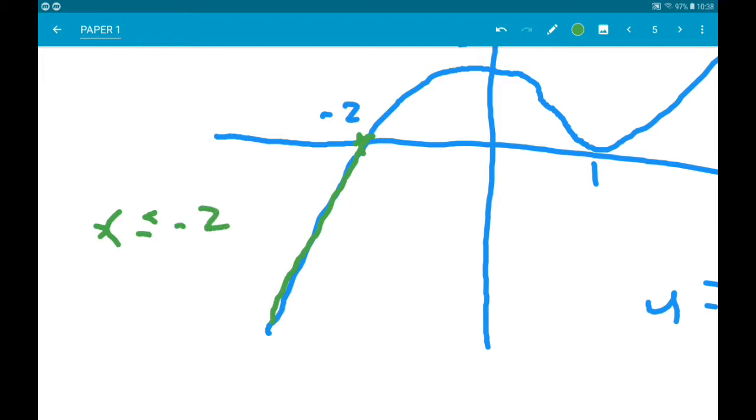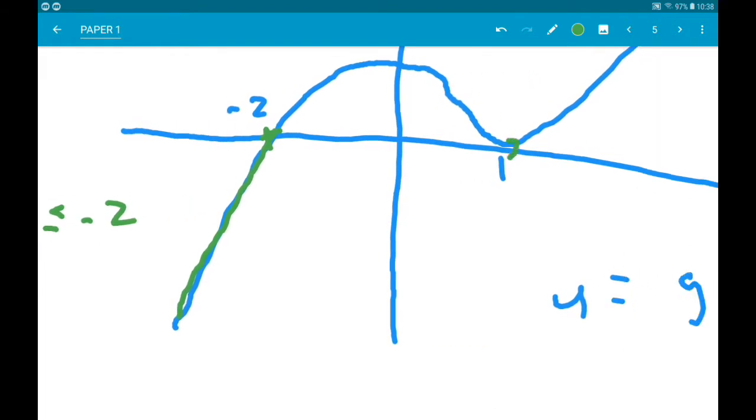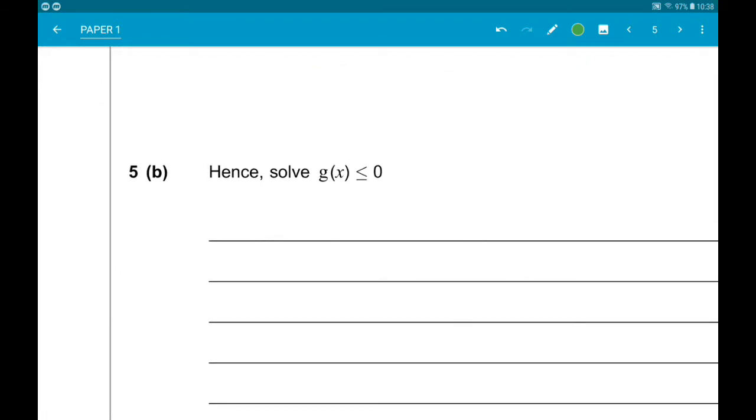Now there's also one particular value of x, which is here, where the graph is 0. So that is at x equals 1. So our two solutions are x is less than or equal to minus 2 and x is equal to 1.